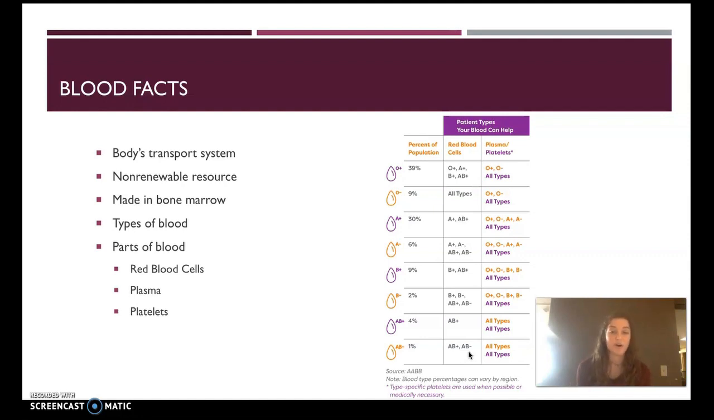The 3 parts of blood are red blood cells, plasma, and platelets, and they all have distinctly different functions in your body. Red blood cells function to carry oxygen, and plasma functions to carry nutrients, and then platelets are your clotting factor for your blood, which is also very important.